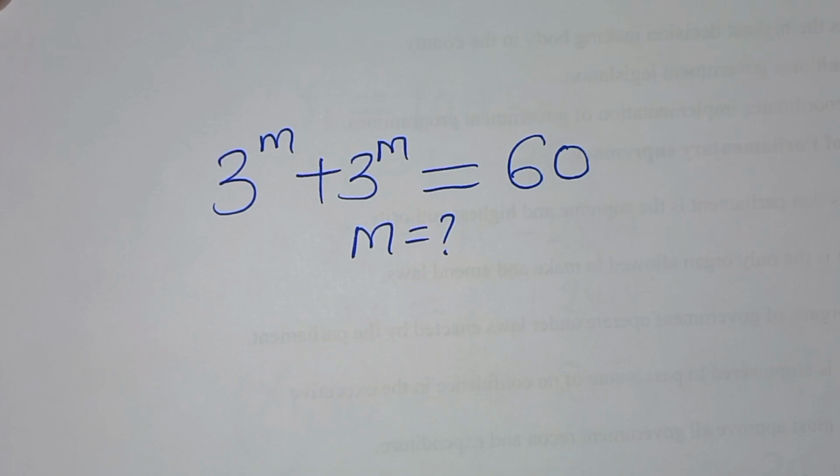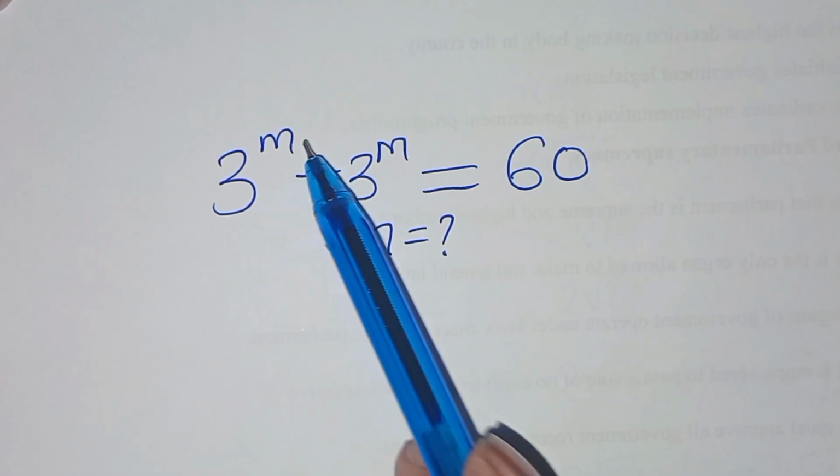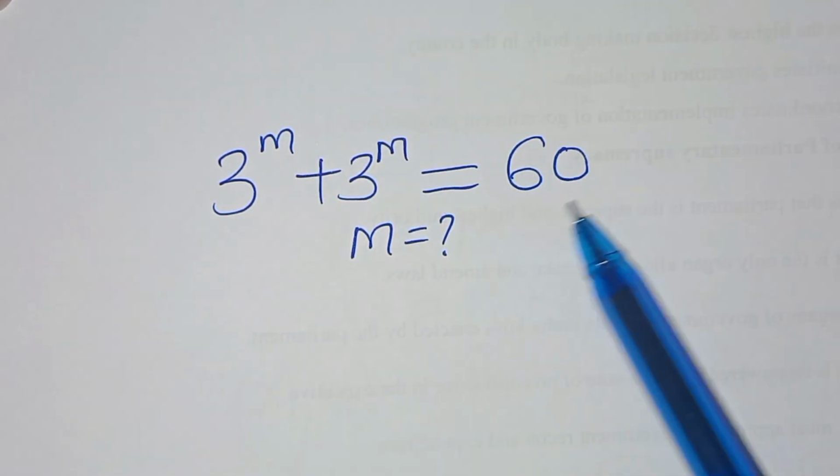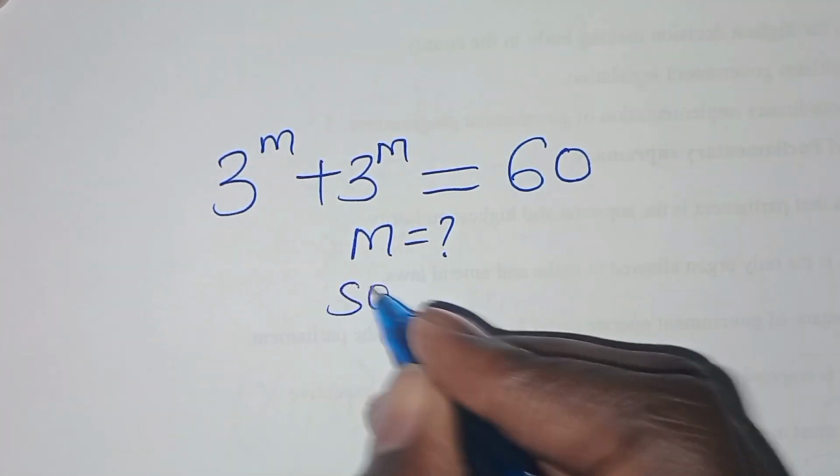Hello everyone, you're welcome to solve this nice exponential equation, which is 3 to power m plus 3 to power m. This is equal to 60. So what is the value of m? Solution from here.